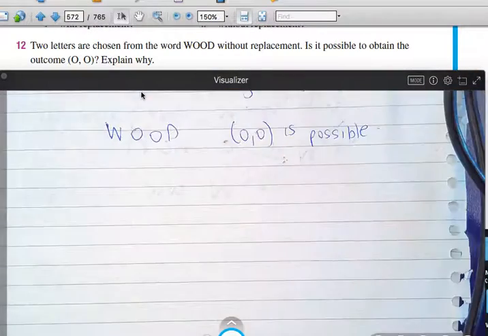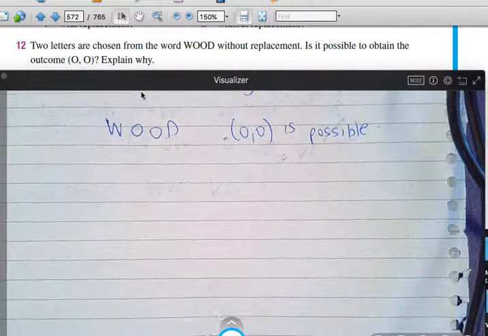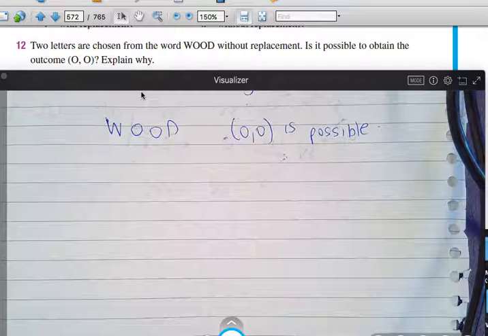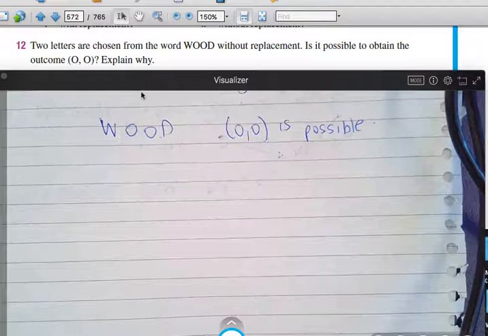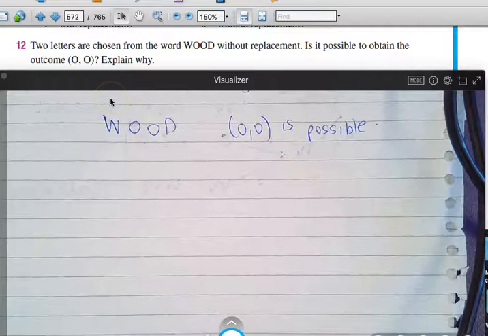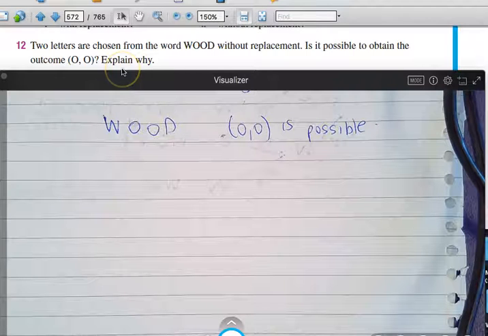But could I pick up, without replacement, two W's? But with replacement, could I pick up two W's? Yes. So if you picked up a card and put it back, you could get two of anything. But without replacement, yes, you can still get two O's because there's two O's there. If you pick one up, there's still one there.